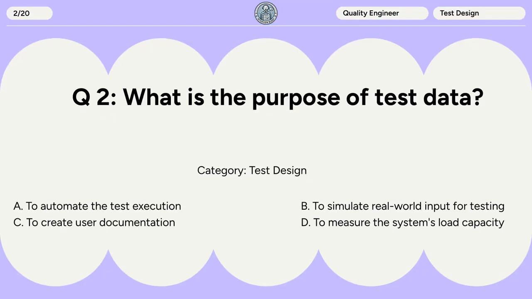Question 2. What is the purpose of test data? A. To automate the test execution. B. To simulate real-world input for testing. C. To create user documentation. D. To measure the system's load capacity.